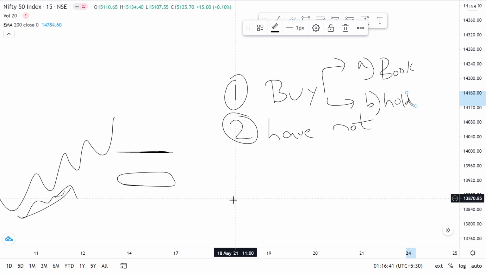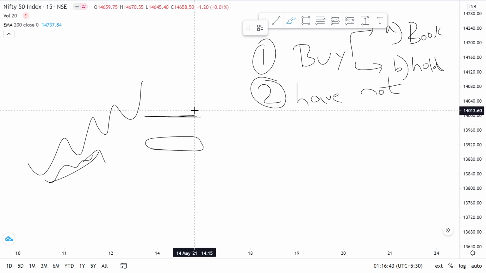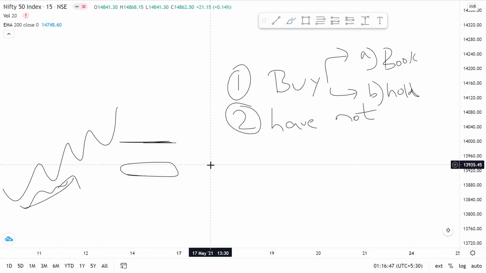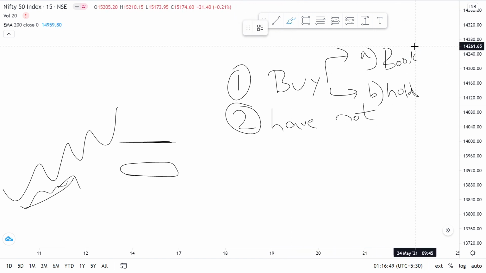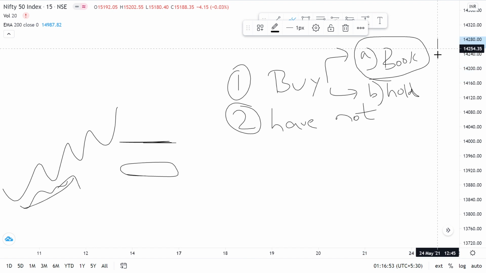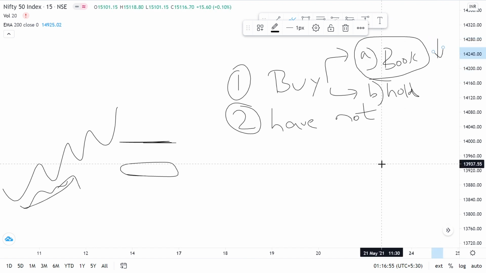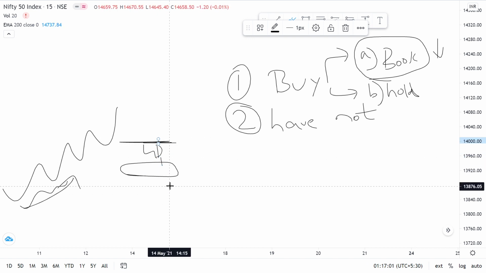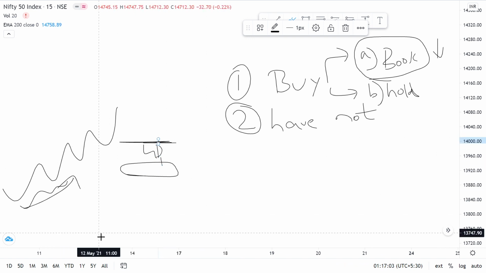Now what will this guy do when the markets continue to go downwards? Why will the markets continue to go downwards? First, these guys have booked their profit, the type A guys. So these guys will put selling pressure in the market. The market will slightly come down. So the market will form red candles right here. So gap down and red candles.